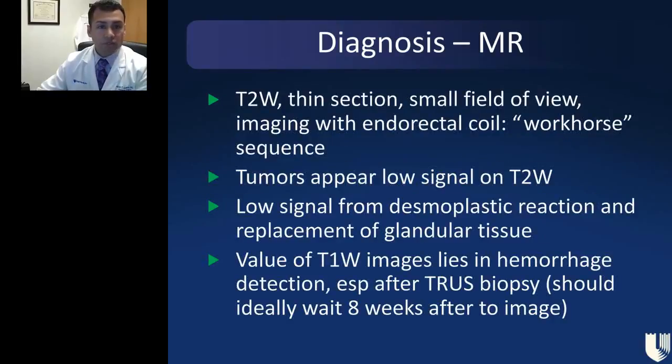So the workhorse sequence in MRI, and specifically multiparametric MRI, is T2 weighted images. Tumors are going to appear low signal on the T2 weighted images, and that low signal comes from desmoplastic reaction as well as replacement of glandular tissue by tumor. The value of T1 weighted images really lies in their detection of hemorrhage and making sure that we don't call hemorrhage tumor. So that's why ideally we'd like to wait 8 weeks after the performance of a biopsy before doing any prostate mpMRI imaging.